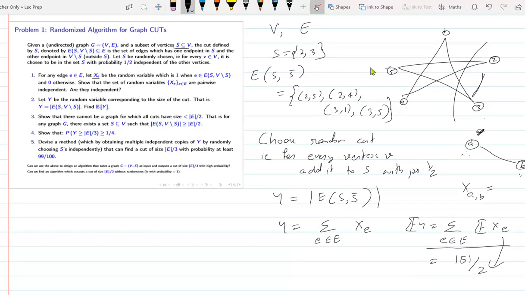So let me ask you another question. If I take, let's say, x 1 comma 2, and x, let's say, 2 comma 3, are these random variables independent?